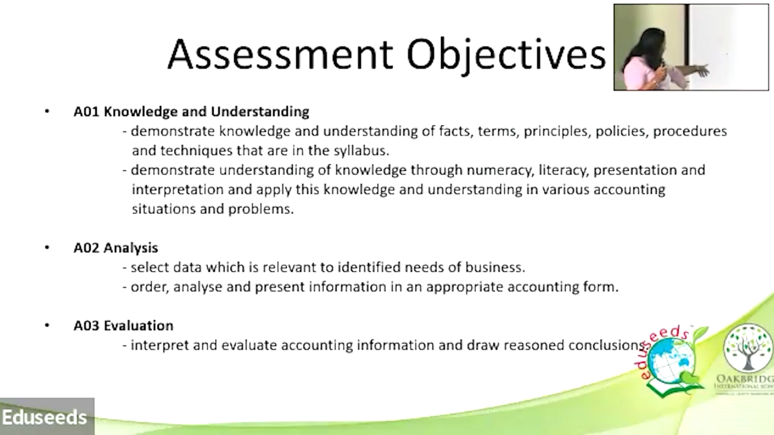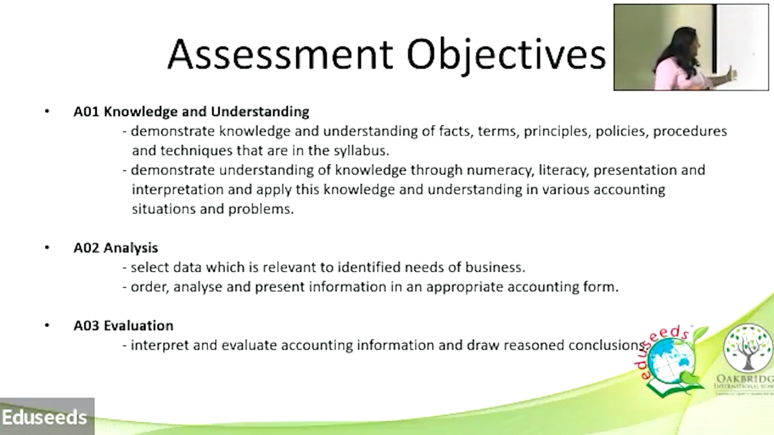Okay, what is my last one there? The third objective, evaluation, right? Interpret and evaluate accounting information and draw reasoned conclusions, right? So basically what they say there is, once you already prepare all your financial statements, what is my next step? I want to make decisions. So how to make decisions? I need to be able to evaluate my financial statements. How do I evaluate? One of the ways is I calculate ratios. Okay, do you see that?